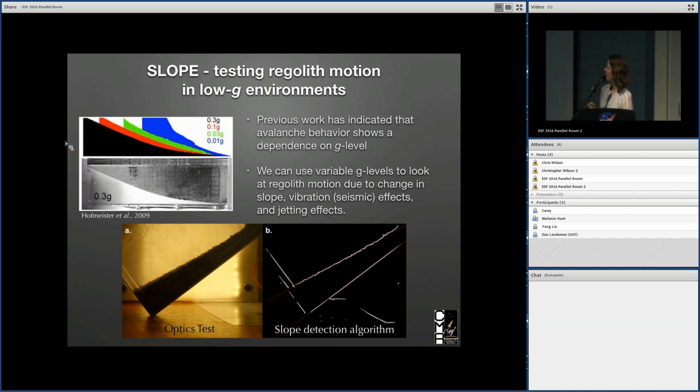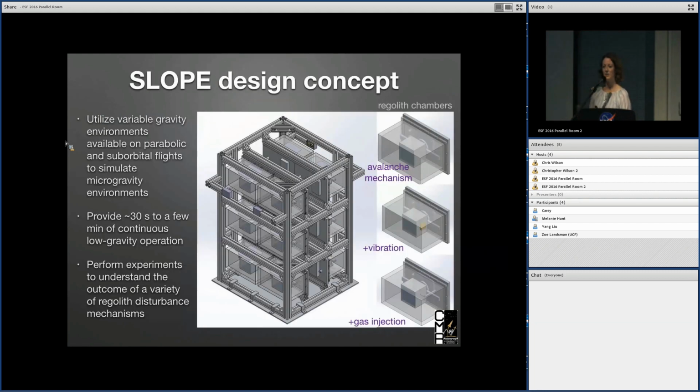This is from a previous experiment showing how the sloping behavior changes with different gravity levels. So in this case, 1G is Earth's gravity. And we've done some preliminary testing just to start working on an algorithm to look at, if we have these slopes, how can we detect it with our video cameras? How are we going to look for these changes?